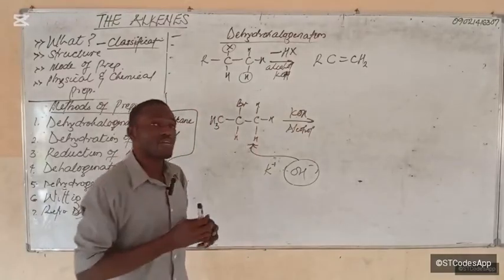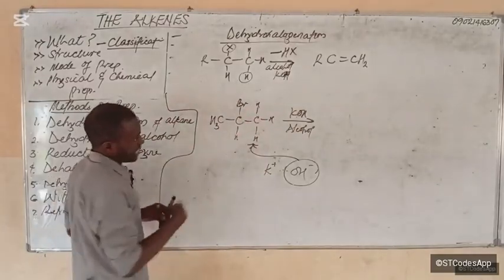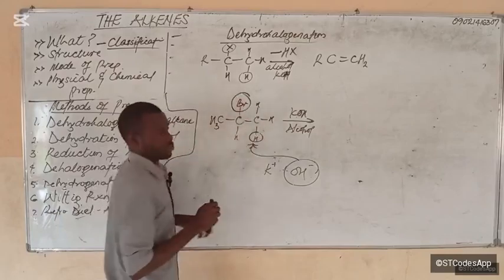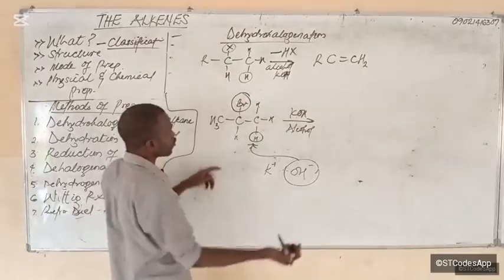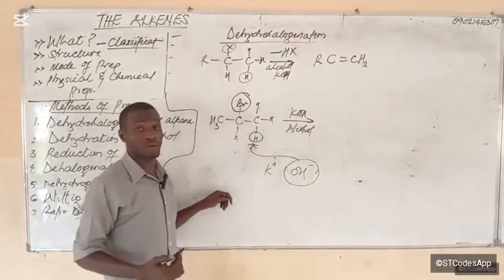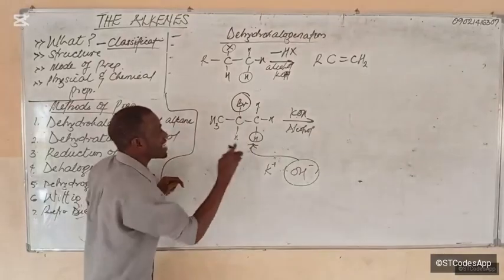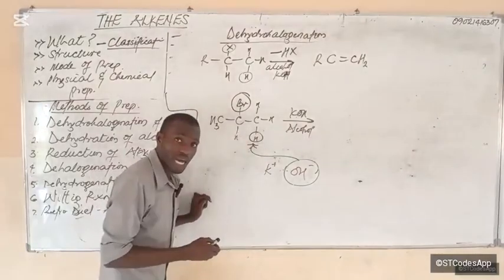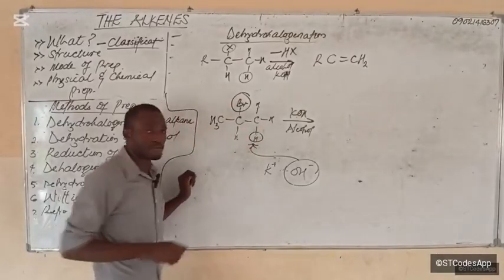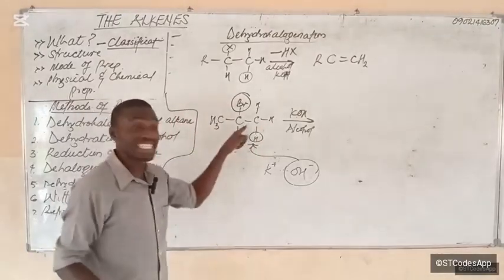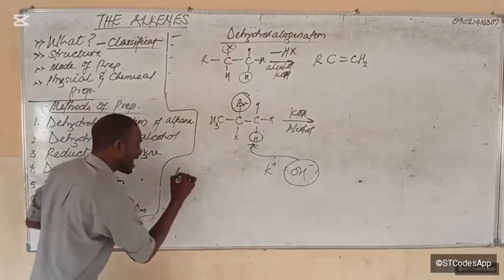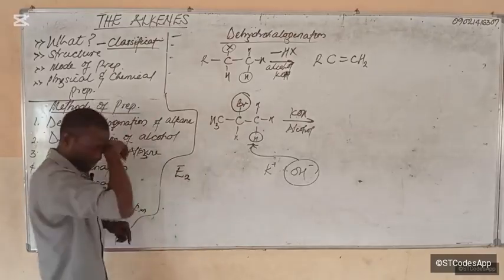Now listen. In this one I'm using here, I want to abstract my Br and my H. So at the end of the day, I'm going to form an alkene, a double bond that will be between a secondary carbon and a primary carbon. In this case of dehydrohalogenation, what will happen is an E2 mechanism.